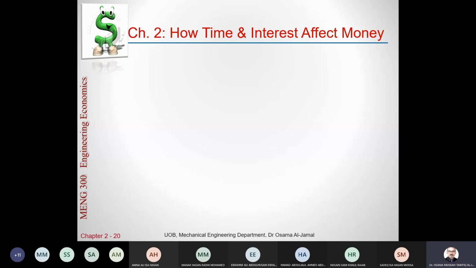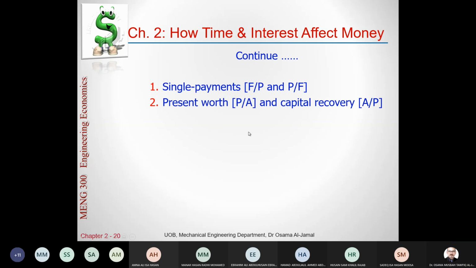How time and interest affect money. What we covered so far in the previous 2 lectures: single payment, F given P, P given F. This is for single payment, regardless of which year they are in.